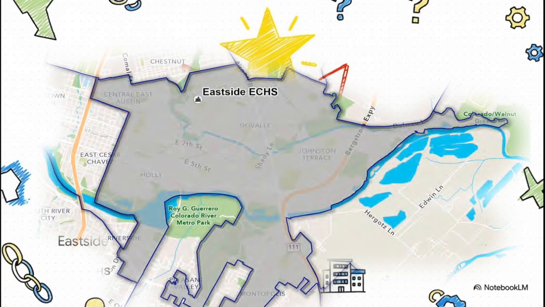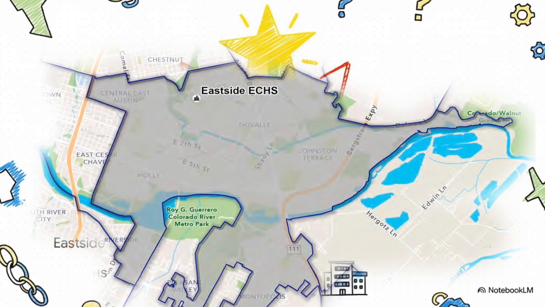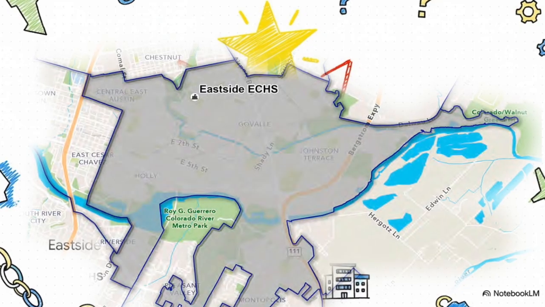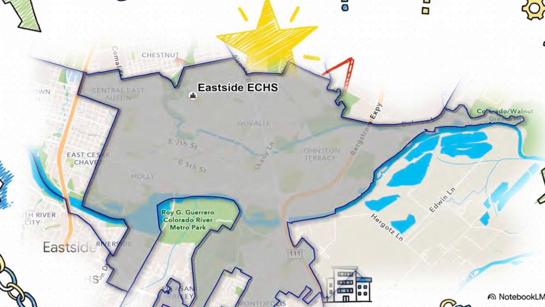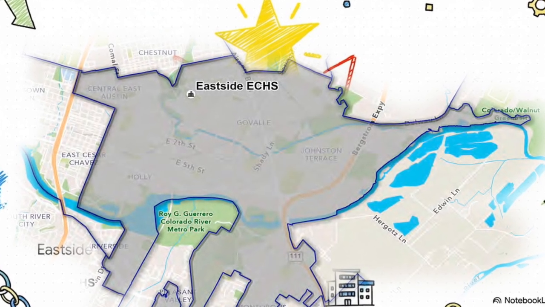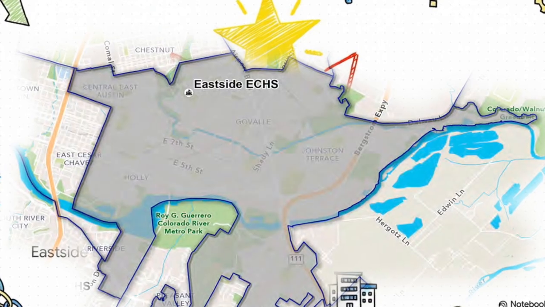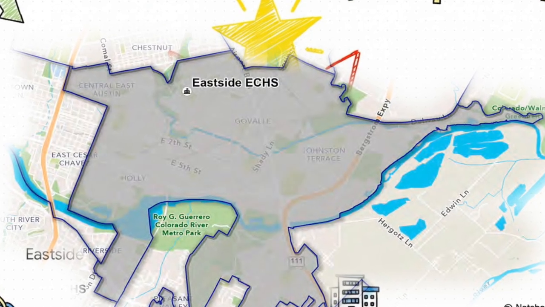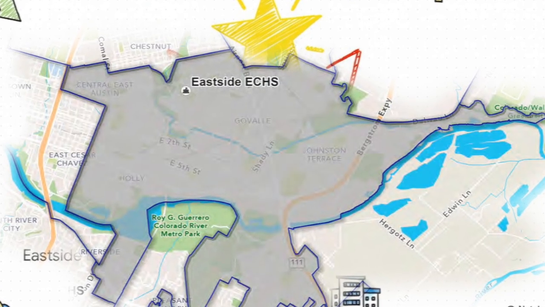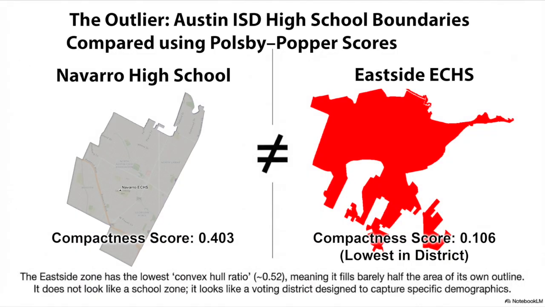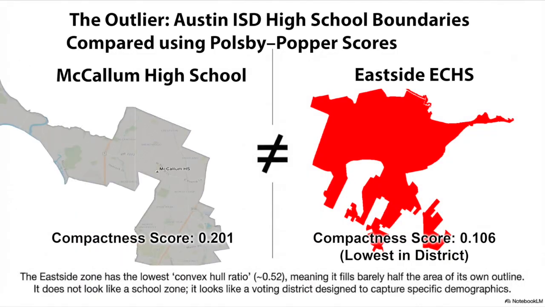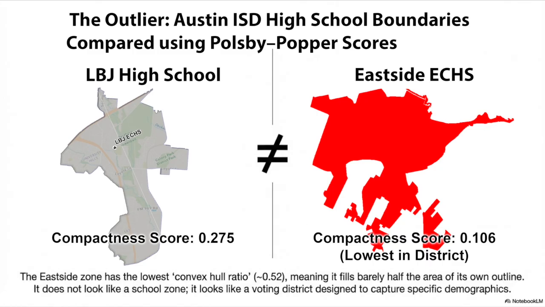And when you look at the shape of Eastside's attendance boundary, the first thing you notice is that it is anything but natural. To measure this, experts use something called the Polsby-Popper score. Think of it as a compactness test for district maps. A score of 1.0 would be a perfect circle. The closer a map gets to 0, the more twisted and unnatural it is. It is one of the standard tools used to flag possible gerrymandering. Eastside's score is 0.16. That is not just the lowest in the district. It is an extreme outlier.